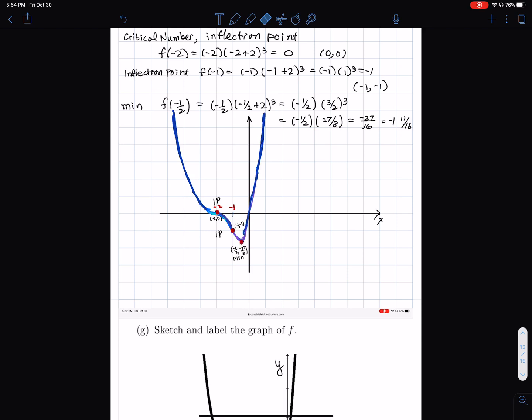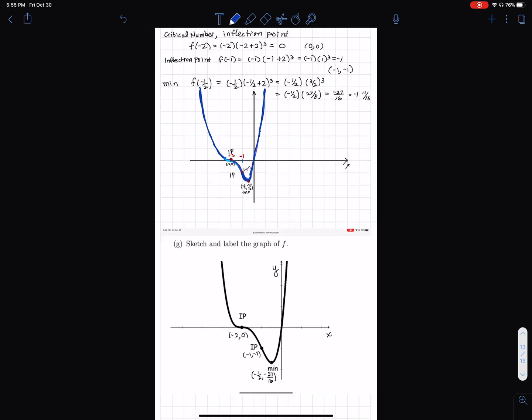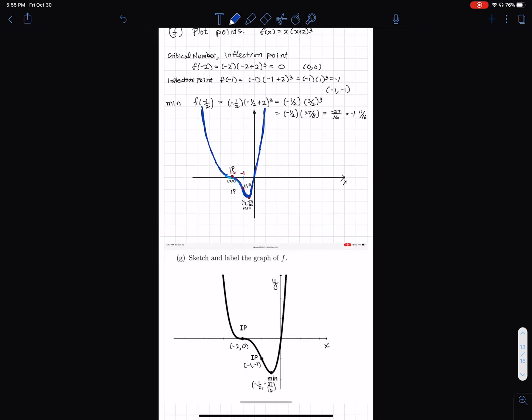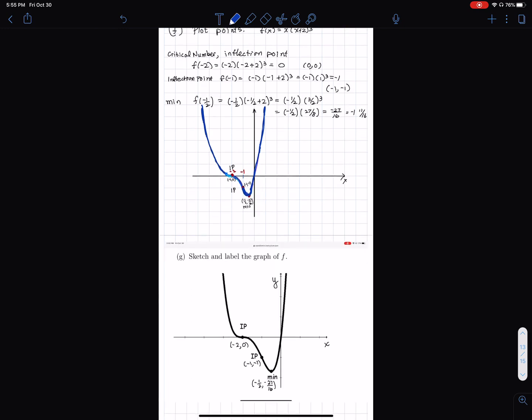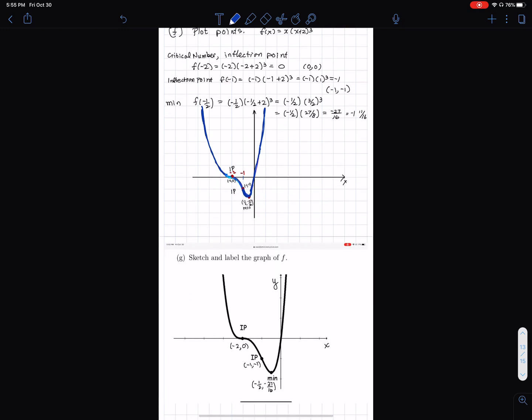I think I'm making it worse. I better just quit while I'm ahead. Alrighty. Okay. Well, you're ahead. All right. So, again, this is the graph of f of x equals (x plus 2) cubed.